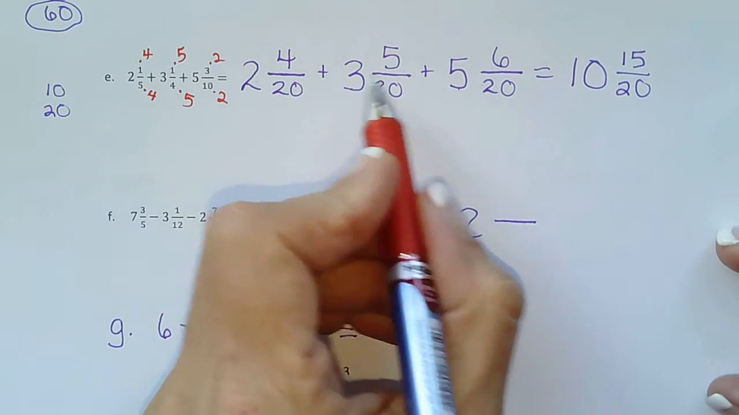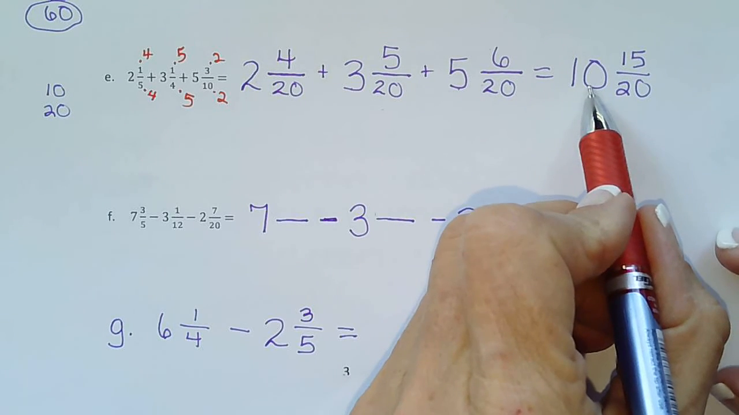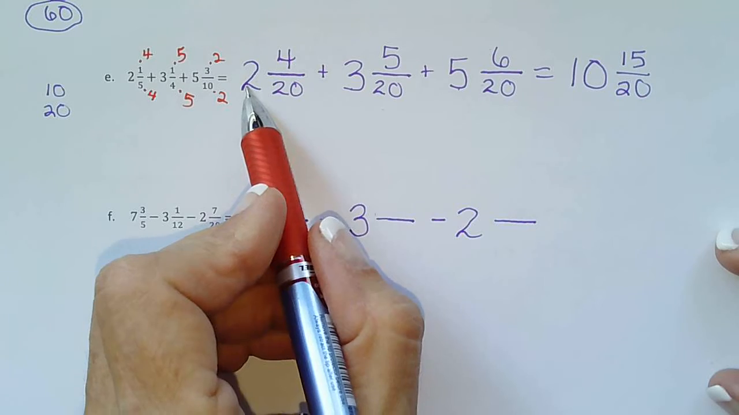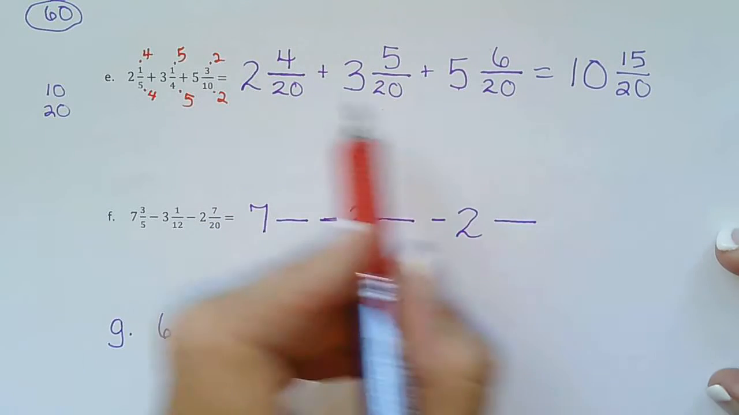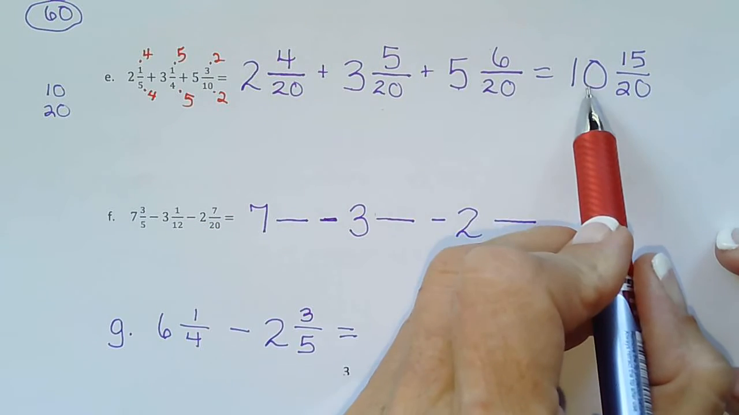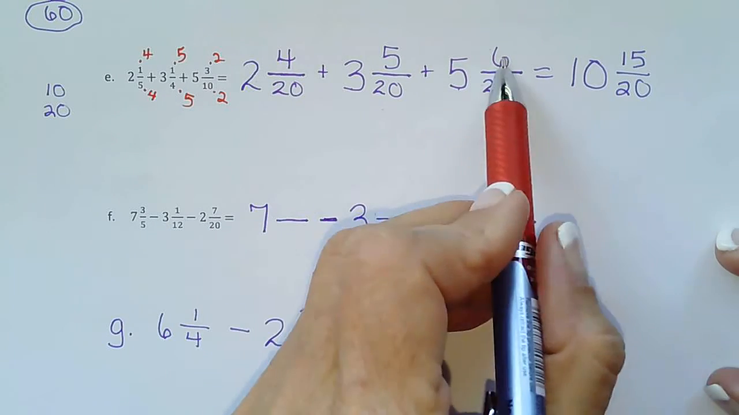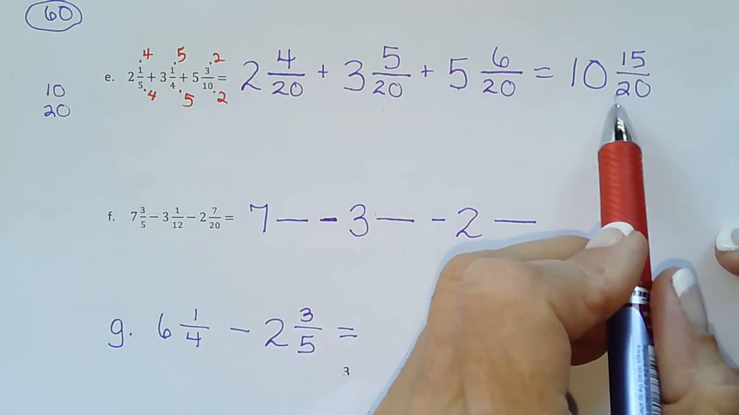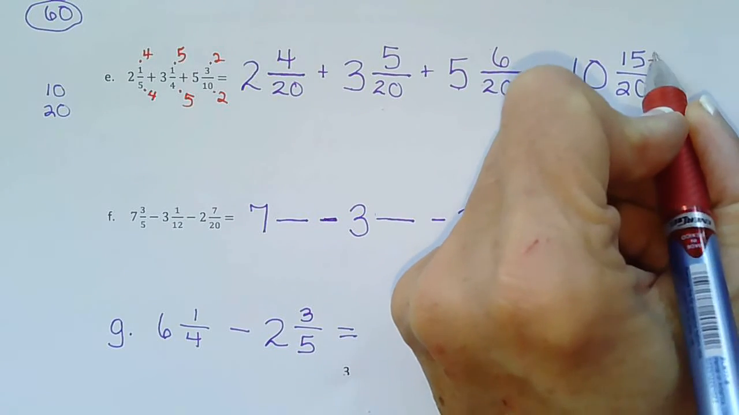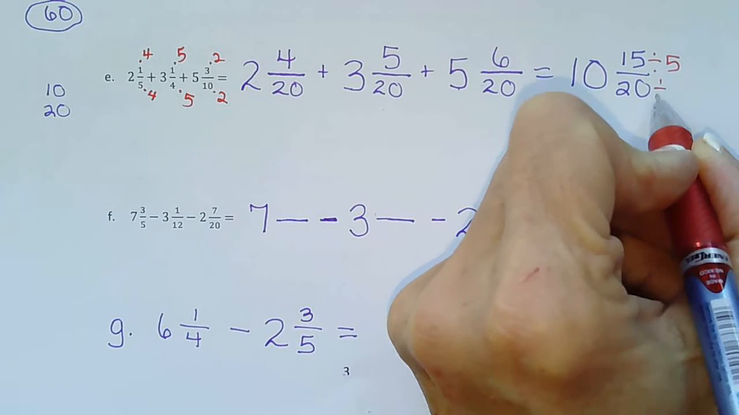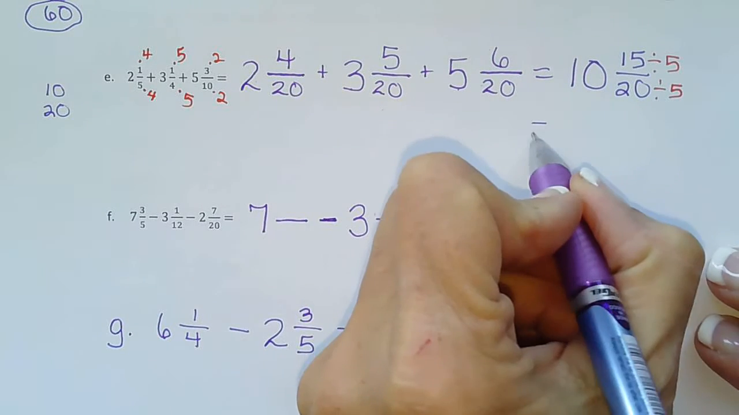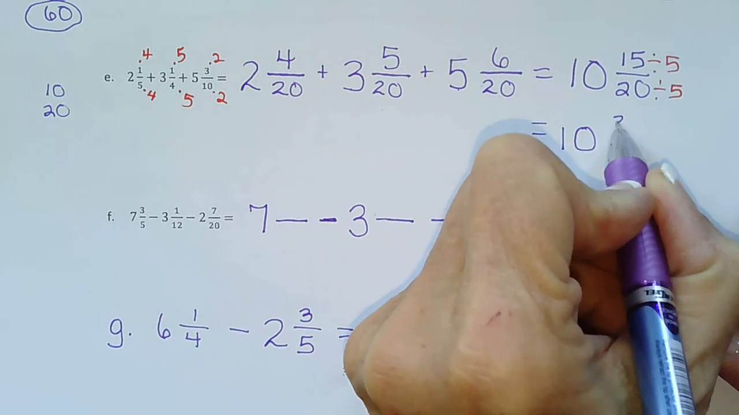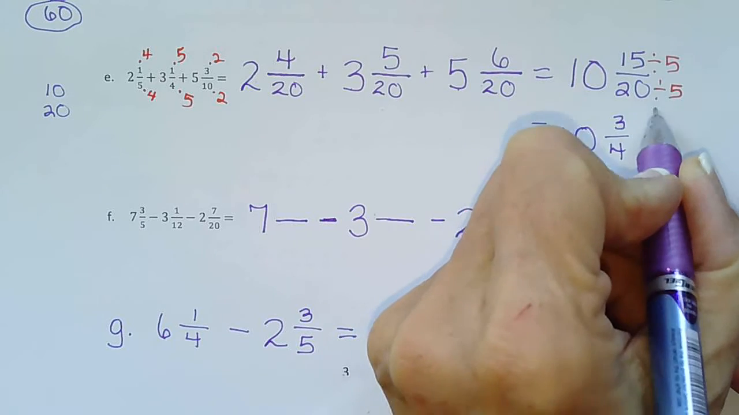So that's the only new step, is now you have to add or subtract the coefficient or the whole numbers too, not just the numerators. So add the whole numbers, add the numerators, keep the denominator the same, and then just like we did up above on C, 5 is common, so that leaves us with 10 and 3/4.